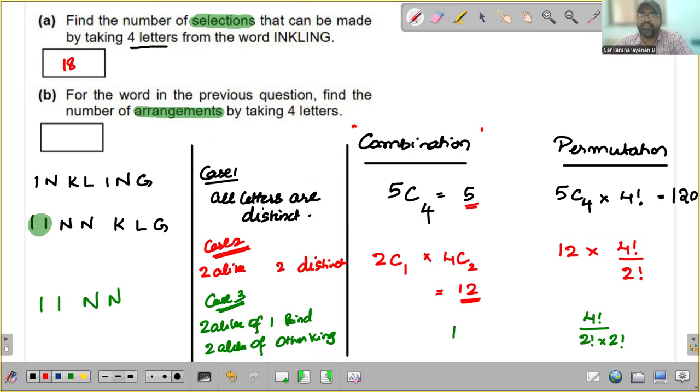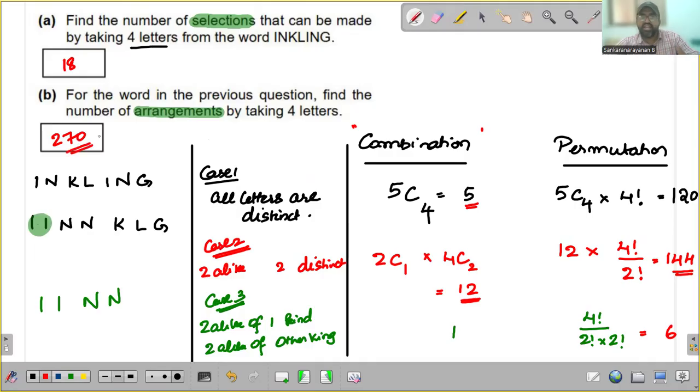What about permutation? You can see that this first one is 120. The second one is 12 into 4 factorial by 2 factorial. This value will come as 144. And this value, 4 factorial by 2 factorial into 2 factorial, comes here as 6. So the total number of arrangements possible will be 120 plus 144 plus 6. 144 plus 6 is 150. 150 plus 120 is equal to 270. So for the next question, the answer will be 270.